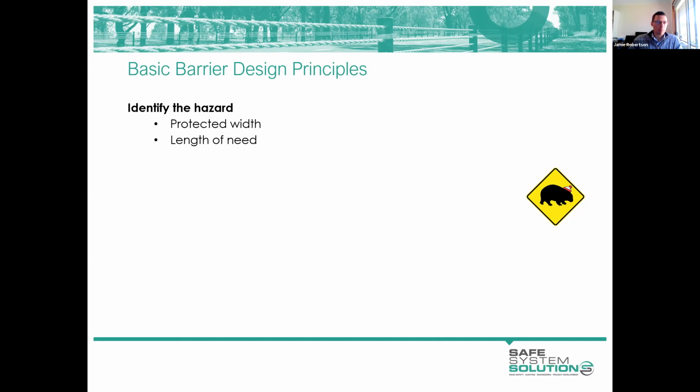So, a bit of a summary of some of the key things you need to think about. Identify the hazard. So what is your hazard? Where is it in relation to the road? We use this term protected width. That's the width of roadside that we need to protect to adequately shield the occupants of errant vehicles from the hazard that we've identified. That feeds into how long our barrier needs to be to shield that hazard. We use that term length of need, and we'll go into these in a bit more detail shortly.